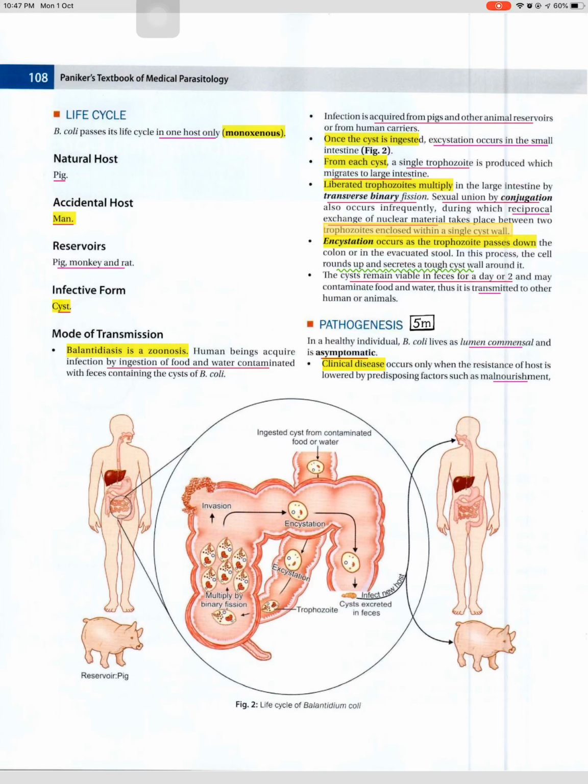Prophylaxis: avoidance of contamination of food and water with human or animal feces, prevention of human-pig contact, treatment of infected pigs, treatment of individuals shedding B. coli cysts. Key points of Balantidium coli.